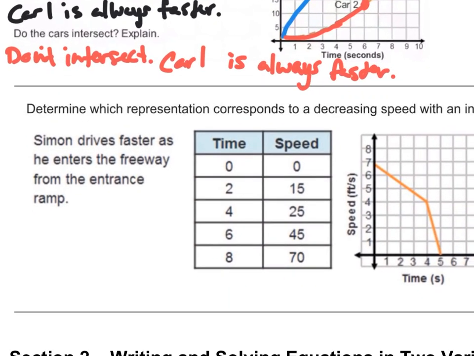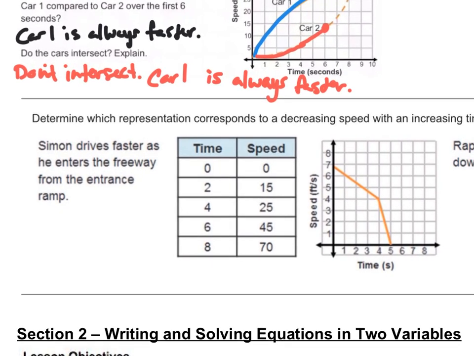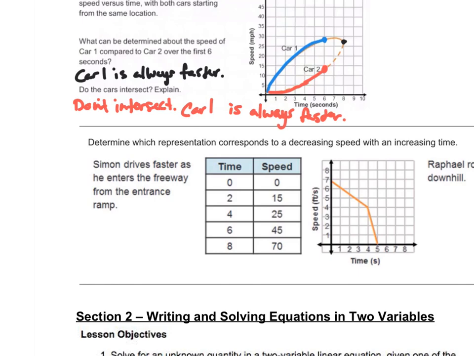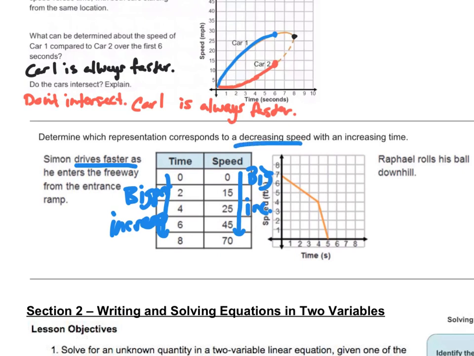Next one says determine which representation corresponds to the decreasing speed with an increasing time. As I look at these values for time here, they are getting bigger, so we're increasing. And then what we notice here is that the values of my speed are getting bigger each time. So Simon drives faster as he enters the freeway from the entrance ramp. Does that show a decreasing speed? No, our speed is increasing. Our numbers are getting bigger.